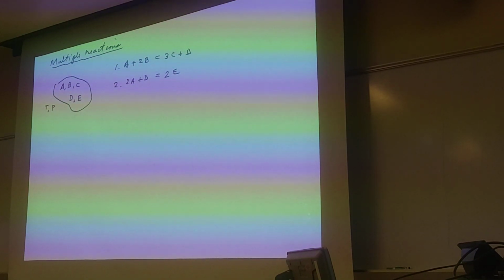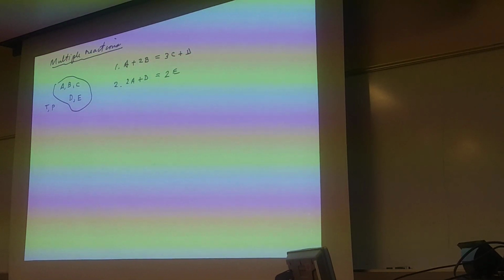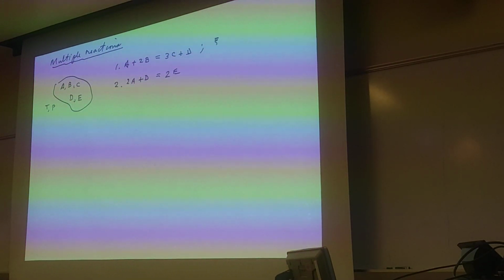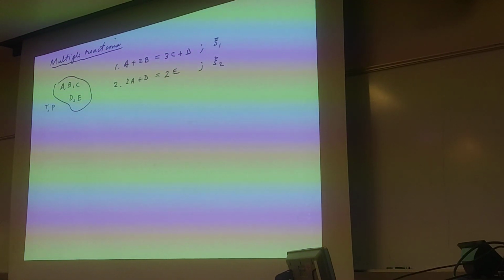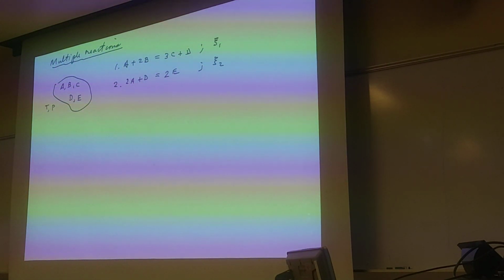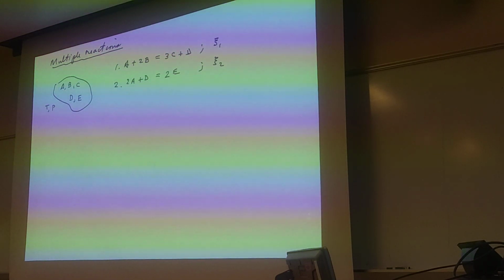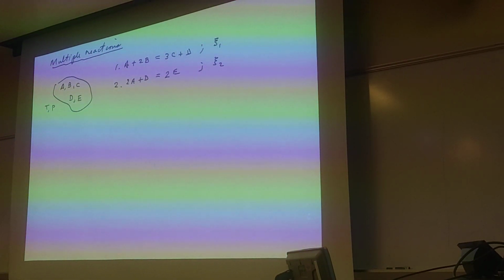2A + D goes to 2E. Now each reaction has to have its own ξ to be described, so I now have a ξ1 and a ξ2. And their meaning, of course, is derived from the same thing as if I had a single reaction, so I don't need to say any more about that.